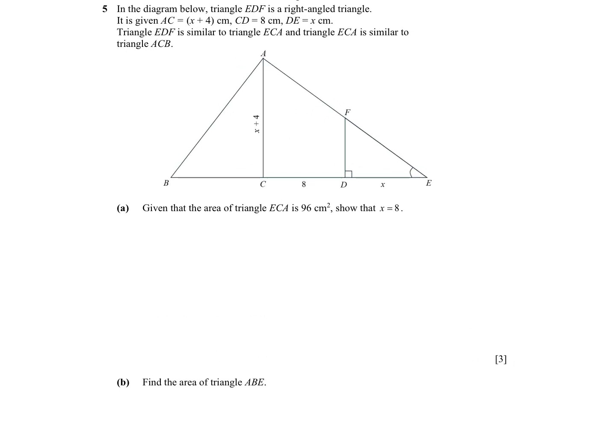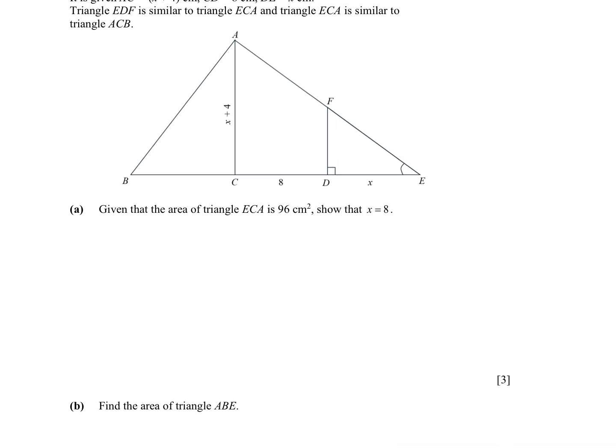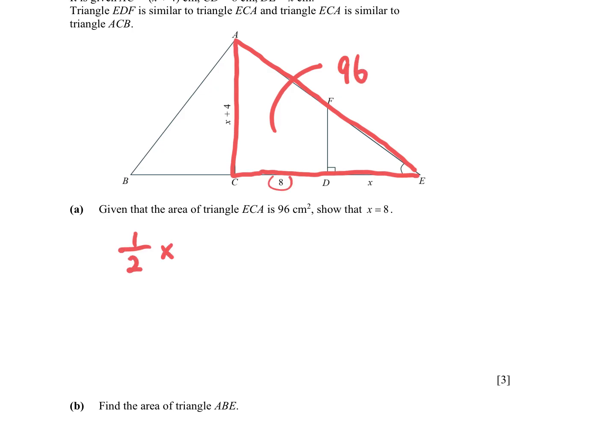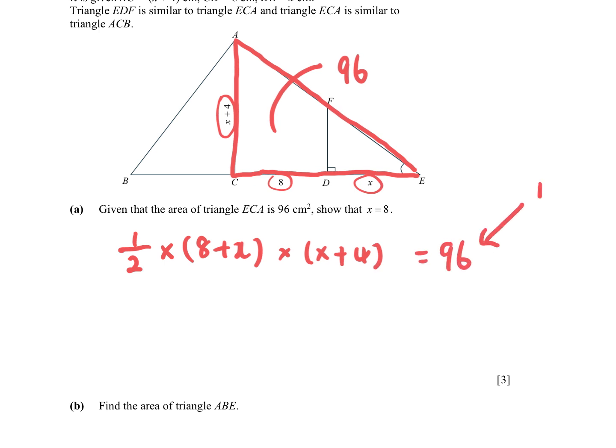This question, they tell you that the area of this triangle is 96. So I'm expecting to see half times base times height equals to 96. So when I see this statement, you get 1 mark. Next mark, what you do is you will expand this.